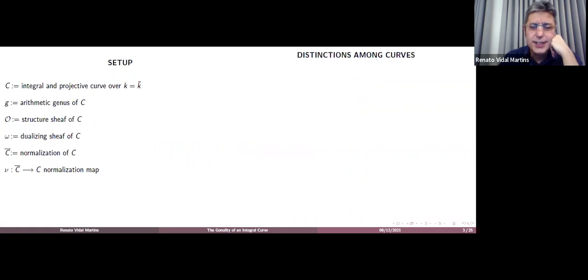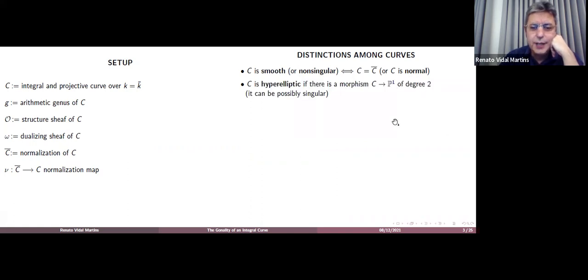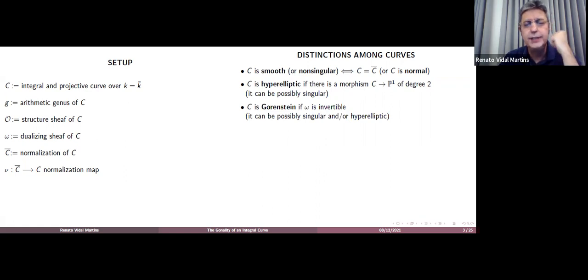So now I'm going to state some distinctions among curves. C is smooth if C equals C bar. C is hyperelliptic if there is a morphism C to P1 of degree 2. C is Gorenstein if omega is invertible. It can possibly be singular and/or hyperelliptic. C is a canonical curve if C is in P^(g-1) and omega is O_C(1).